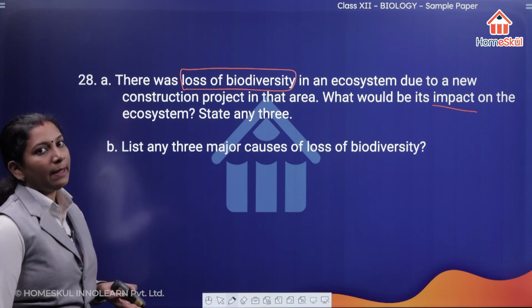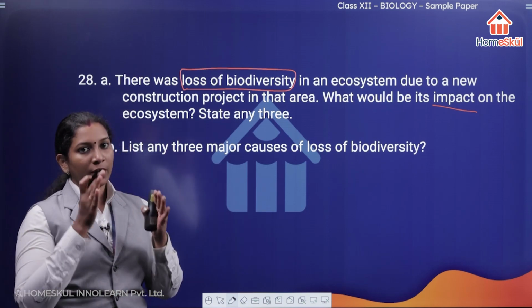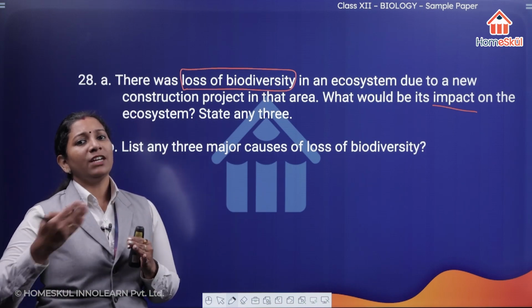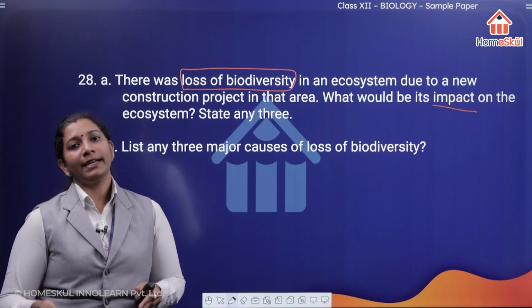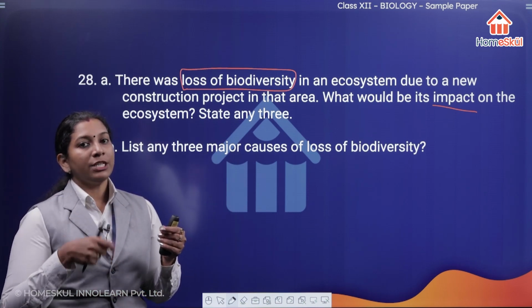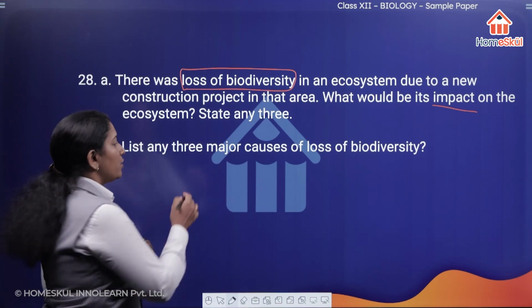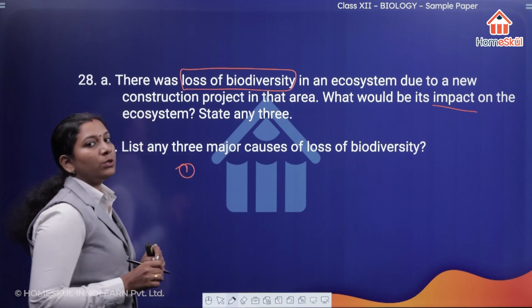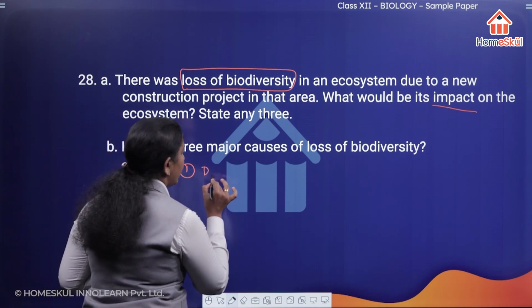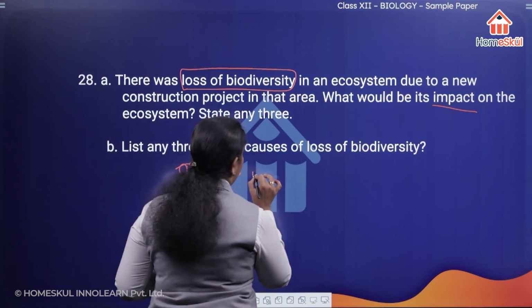What are the major impacts? You know that when a construction project is going on in a particular area, we have to cut down many of the trees and plant population in that area for the construction processes, right? So the plant population or plant production in that particular area will decline. That is the first cause of concern, the first impact on the ecosystem: decline in plant production.